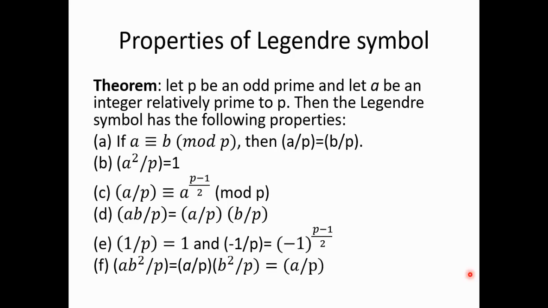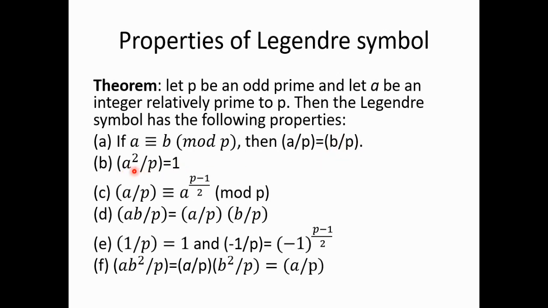Let us see the properties of the Legendre symbol. Let P be an odd prime and let A be an integer relatively prime to P. Then the Legendre symbol has the following properties. The first property says that if A is congruent to B modulo P, then A upon P is the same as B upon P. That is, the Legendre symbol A upon P will have the same value as B upon P.